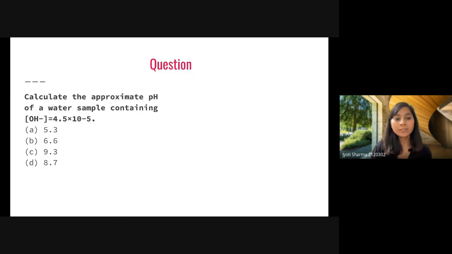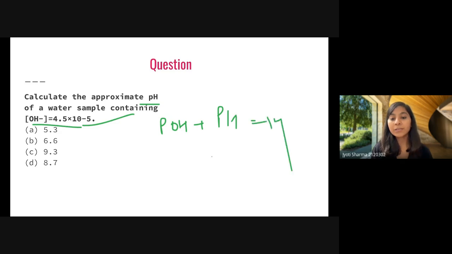Now, this is a very simple question. You need to calculate the pH when you know the concentration of OH minus, because we know that pH plus pOH gives you 14. From the OH minus ion you can calculate pOH, and if you know pOH, then since pH plus pOH is equal to 14, you can easily calculate the pH value if the OH minus concentration is given.